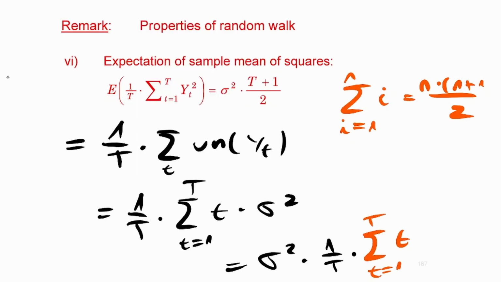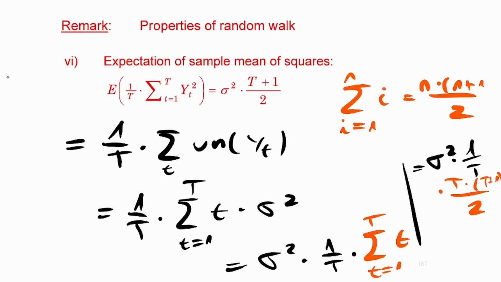So if you finish this consideration, I'm going to start off doing that over here. This is going to be sigma squared times 1 by t times the value of this sum, which is simply t times t plus 1 divided by 2. And if you cancel t, then you'll find this is going to be sigma squared times t plus 1 by 2. Okay, so that's how you can derive this formula.